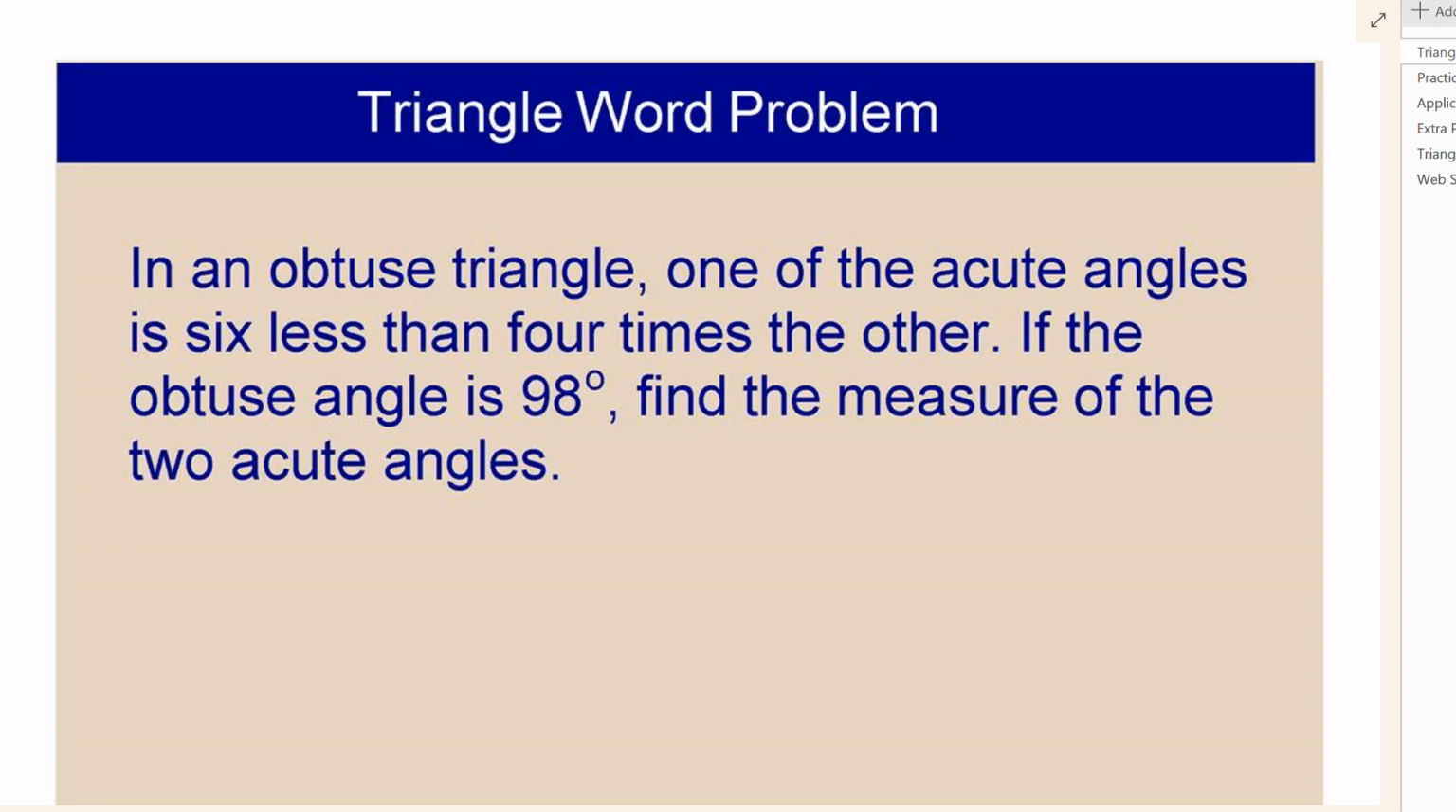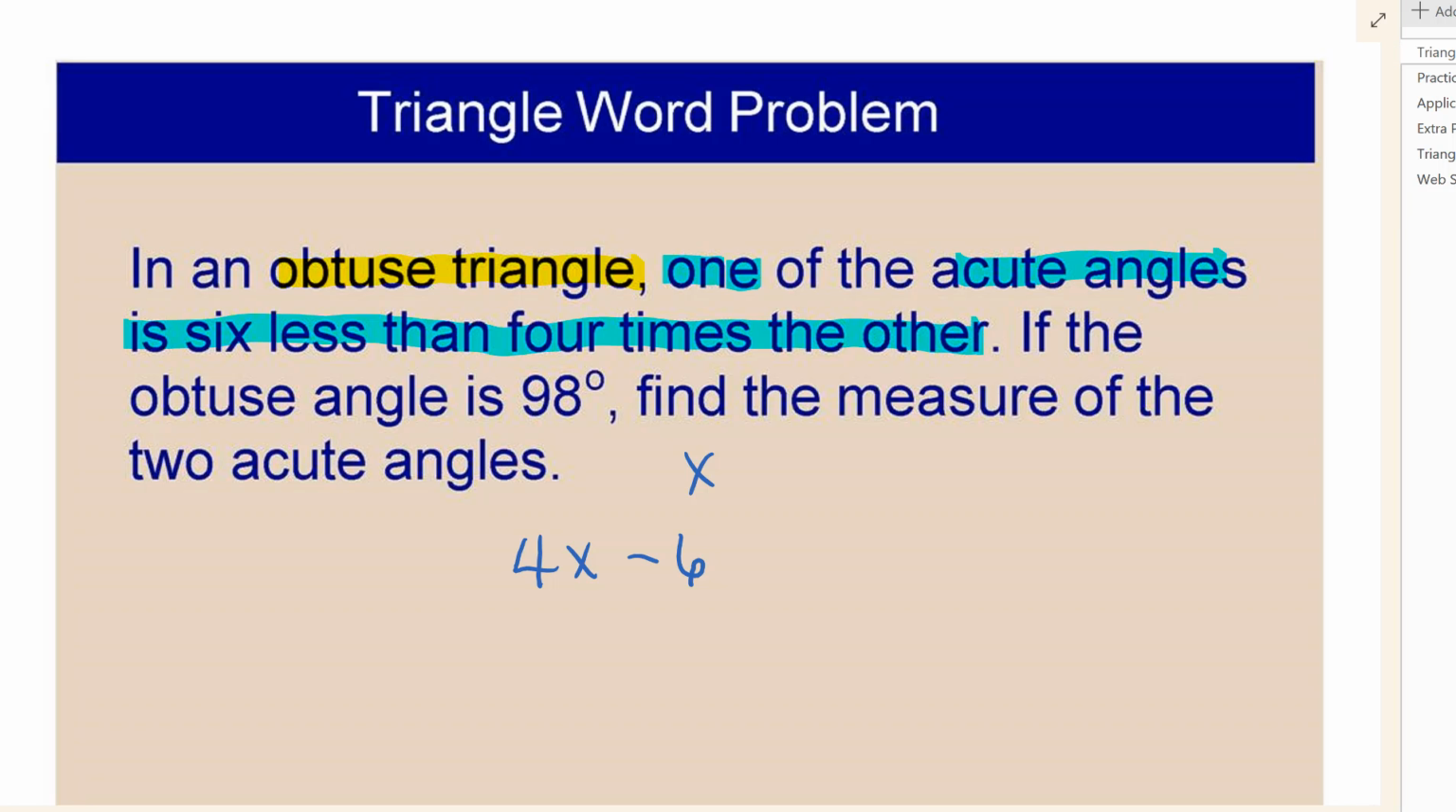On this next problem, I'm going to read it with you and help you to highlight the important information. First of all, it says in an obtuse triangle. Keep in mind an obtuse triangle has one obtuse angle and two acute angles. So in an obtuse triangle, one of the acute angles is 6 less than 4 times the other. So we're going to let one of the angles be x, and one of the angles is going to be 6 less than 4 times that one, or 4 times x, okay?